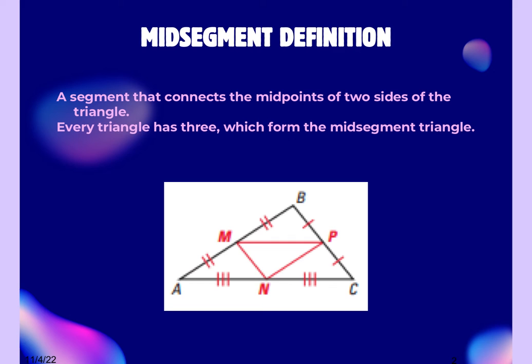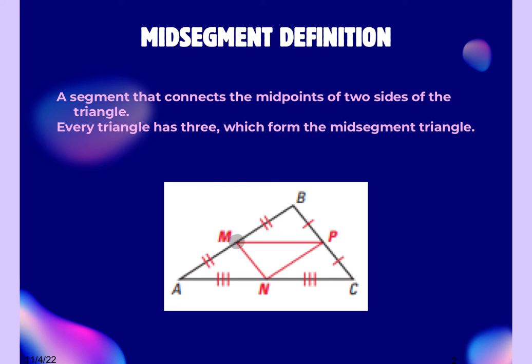All right, so the mid segment by definition, and this is the mid segment in a triangle because there's more than one mid segment, but a mid segment in a triangle connects the midpoints of two sides of the triangle. Every triangle has three, and it forms what they call a mid-segment triangle. They are not concurrent like the other ones. They don't all meet at the same point. They actually form a smaller triangle.